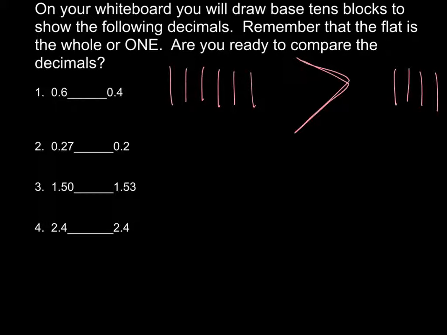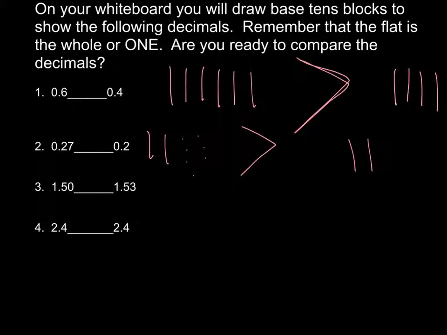Number 2 says 0 and 27 hundredths. The 7 goes out to the hundredths place. That tells me I have 2 longs and 7 cubes. 0.2 says 2 tenths. Remember, a long is worth 10, so I have 2 longs. You should have chosen 0 and 27 hundredths is greater than 2 longs.